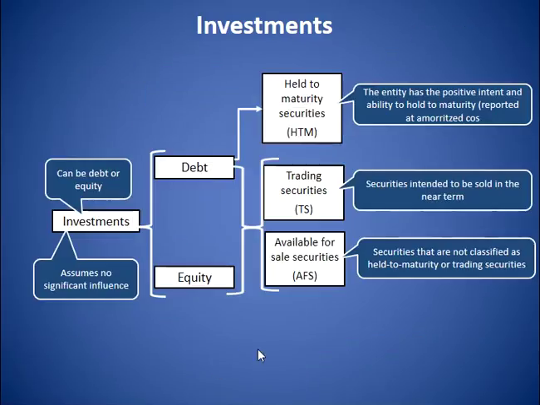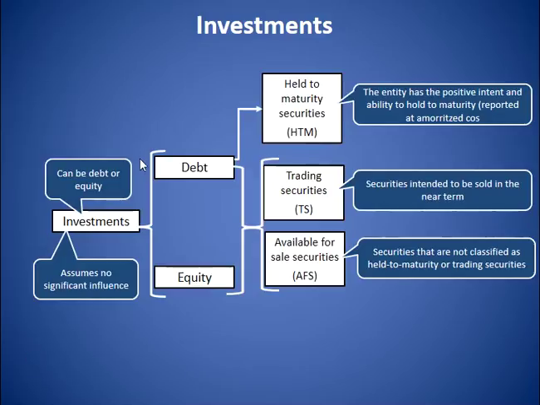Now this slide is an illustration of pretty much what we just talked about. I'm just displaying it in a slightly different way. Again, a company is going to make investments in either debt or equity, or basically some other company's bonds or some other company's common stock or preferred stock. In this case, with investments, we can have debt or equity. And we're assuming that the investing company has no significant influence over the other company. Otherwise, we'd be accounting for that company on the equity method or through consolidation.